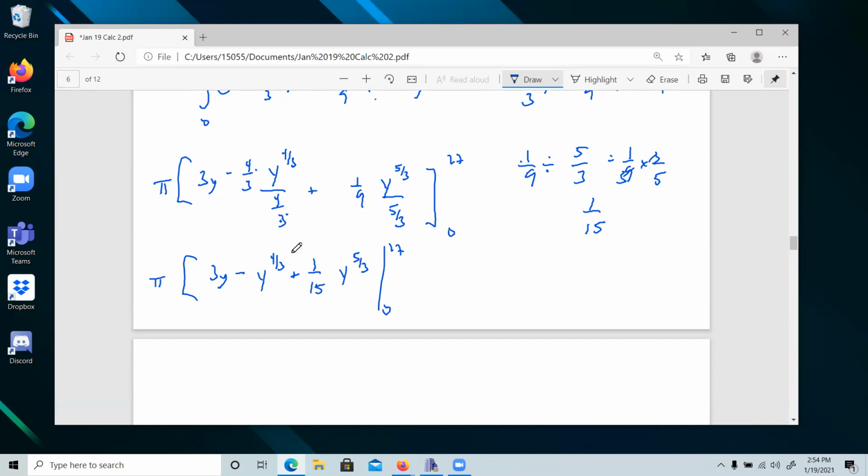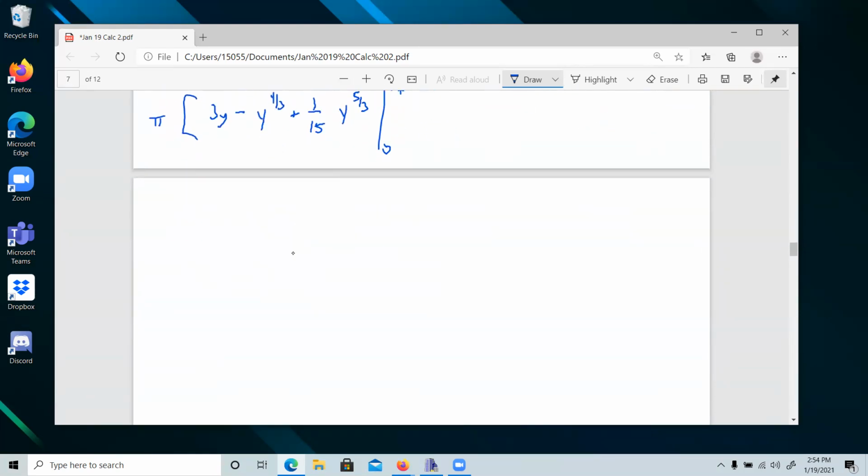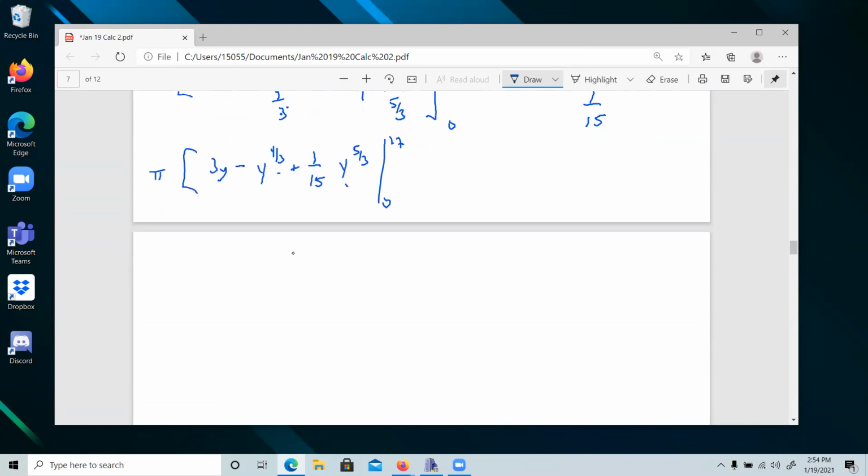Fortunately, if I plug in a 0 here, that's all going to be 0. So the only one I really have to worry about is this 27. Fortunately, the cube root of 27 is 3. So here's my pi. We have 3 times 27. It's going to be 81, minus 27 to the 4/3 plus 1/15, 27 to the 5/3.